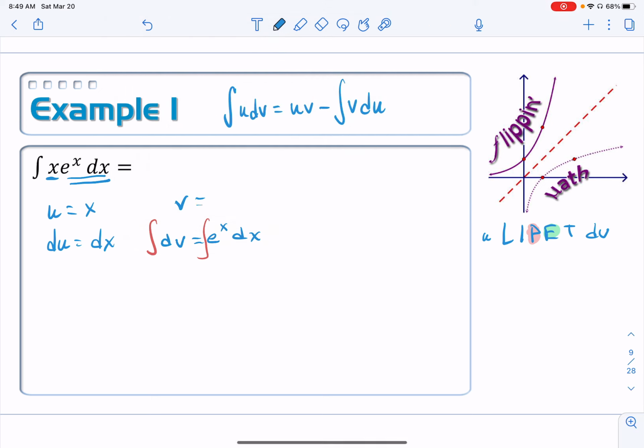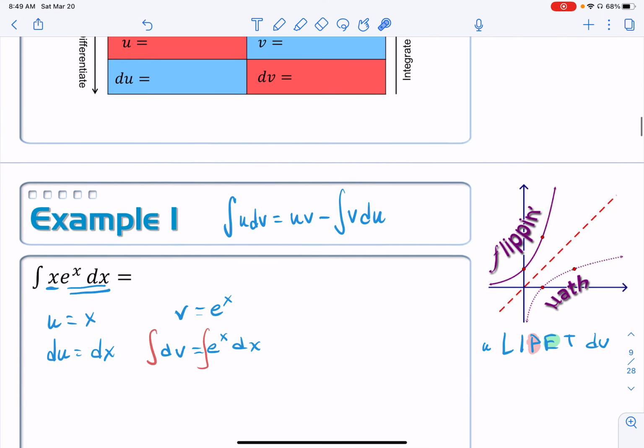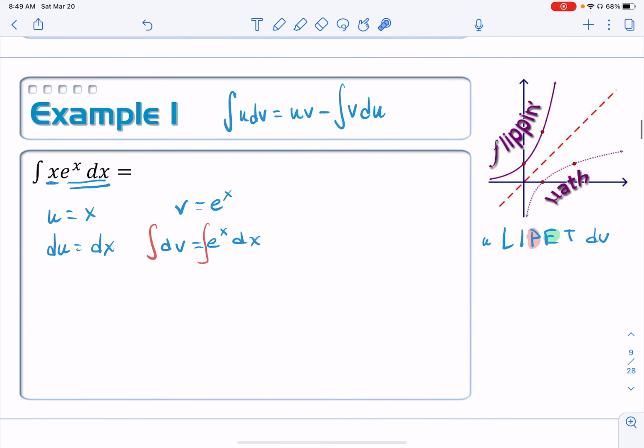So v is equal to, what's the antiderivative of e to the x? It's also e to the x. Sure, it's e to the x plus c, but don't worry about the plus c until we're all done with the problem. Okay, so then again, our formula here is u times v minus the integral of v du. U times v is across the top of our box that's right here. I know it doesn't look like a box, but the original one, we wrote it in a box like this. All right, so it's u times v.